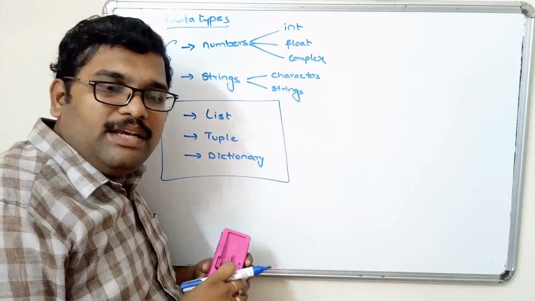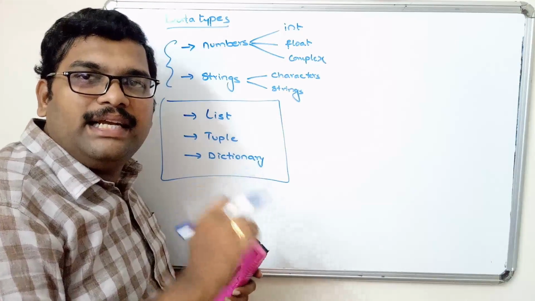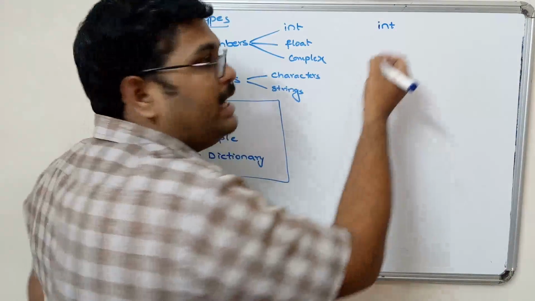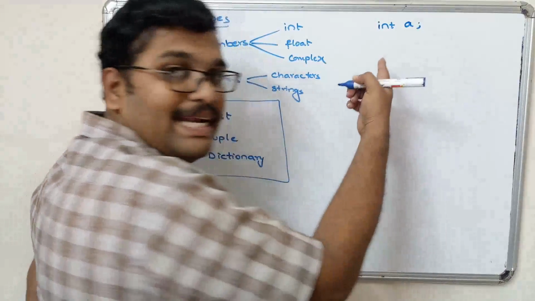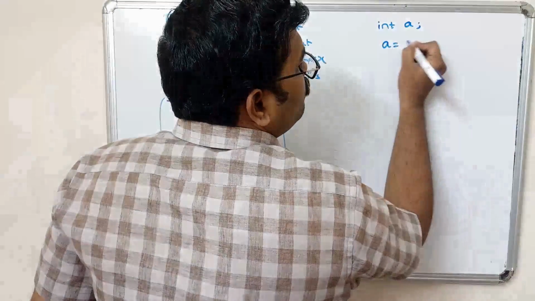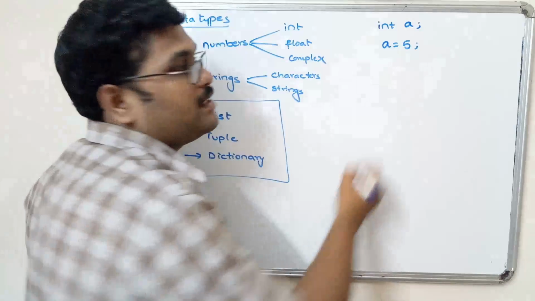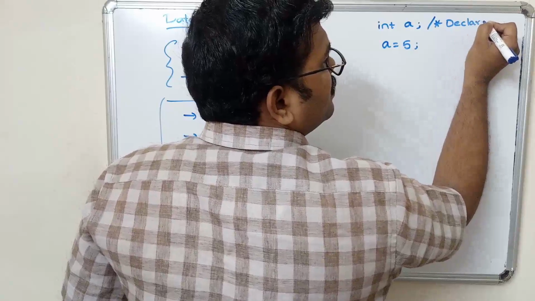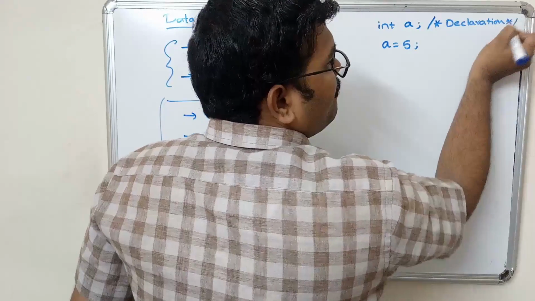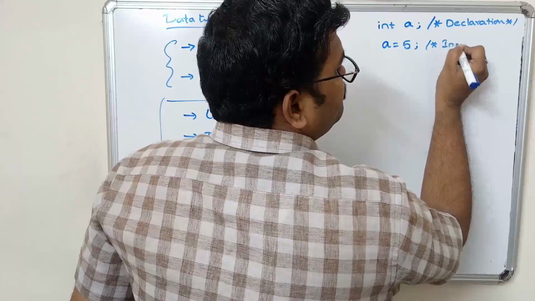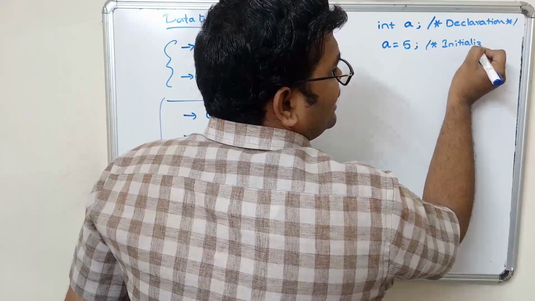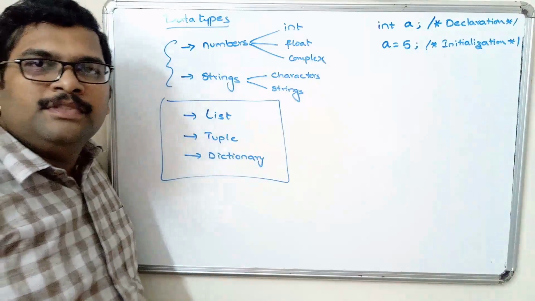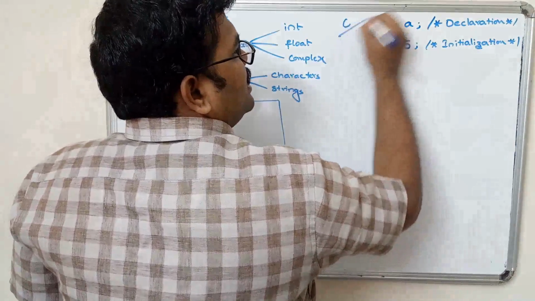In C language, if you want to declare an integer data type, what are the steps? We have to use the keyword int a, that is the declaration part. a is equal to 5 is the initialization part. Initialization means assigning the value to the variable. But this is the C language.